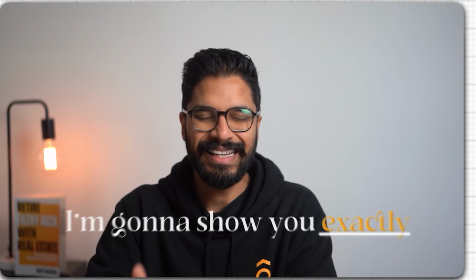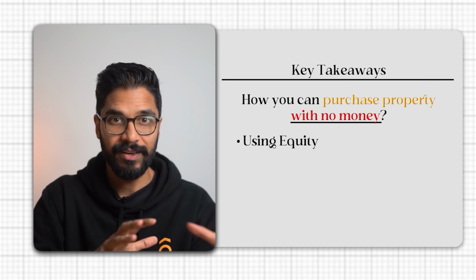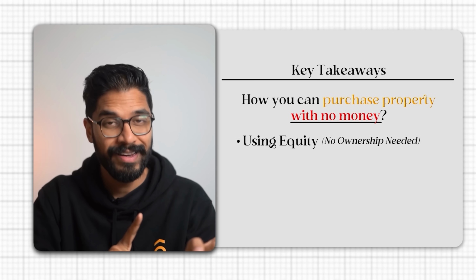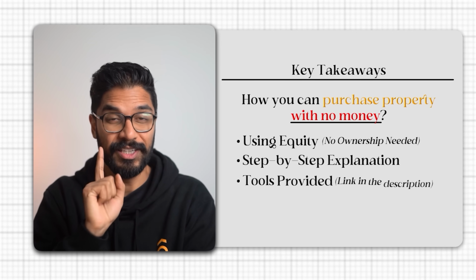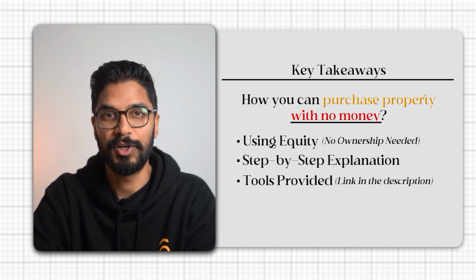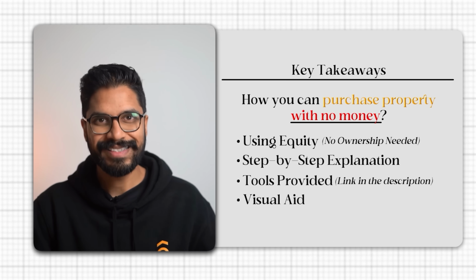I'm going to show you exactly how you can purchase property with no money, just using equity from a property, and that might be a property you don't even own. I'm going to show you exactly how that works with some numbers. I'm going to go through a calculator that you can use as well, and I'll link it in the description box below. But I'll also use my whiteboard to just illustrate the point so we can visually see how this actually works. If you're interested in what my thoughts are, definitely keep watching.